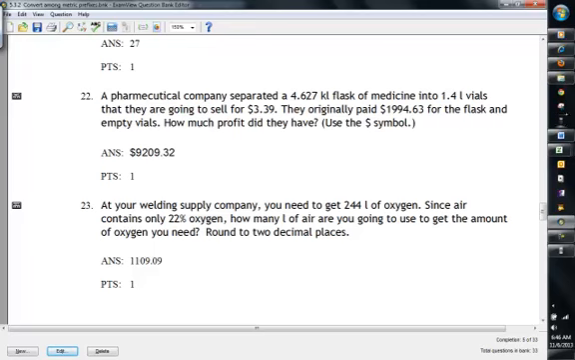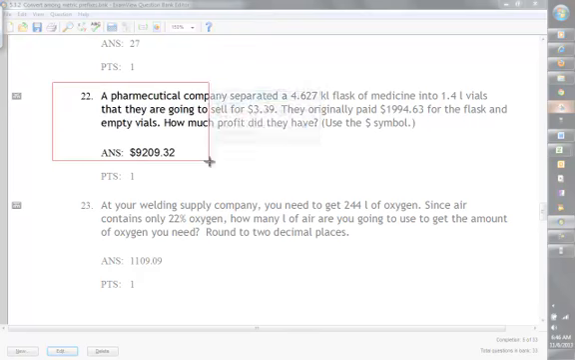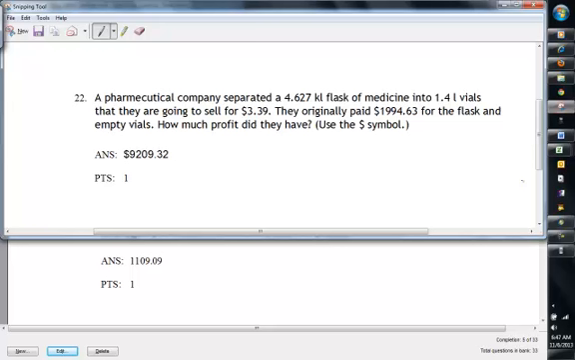Next one. Our pharmaceutical company sells a 4.627 kiloliter flask, which is actually 4,627 liters, and divides it into vials of 1.4 liters that are going to sell for $3.39. They paid $1994.63 for the flasks and the empty vials. How much profit did they make?